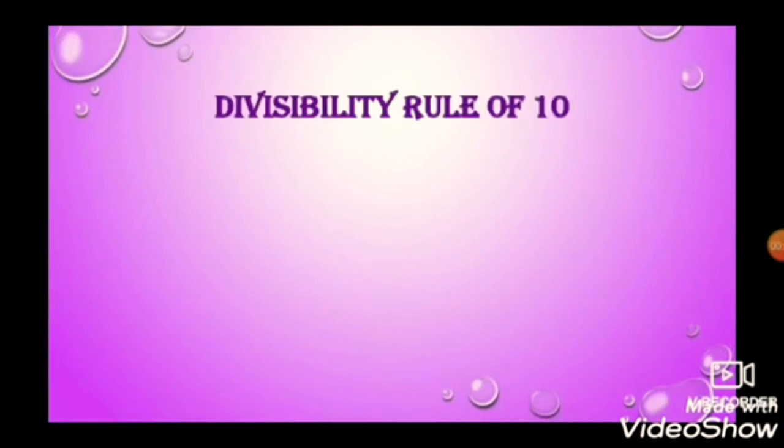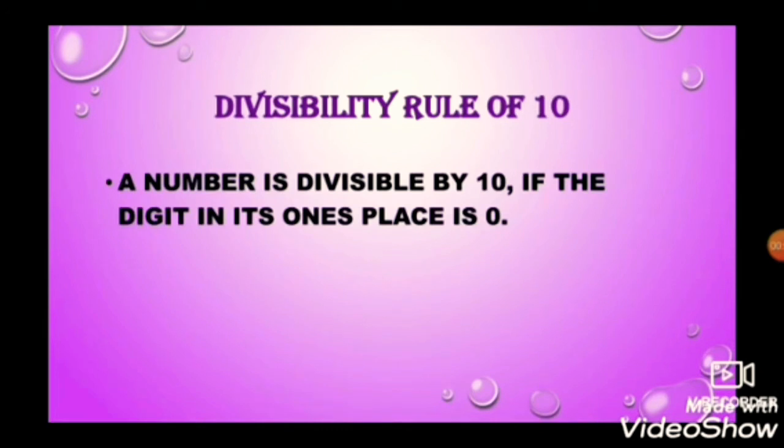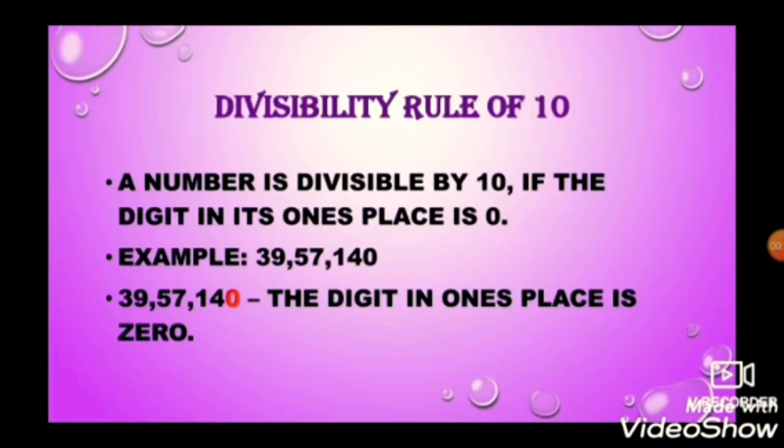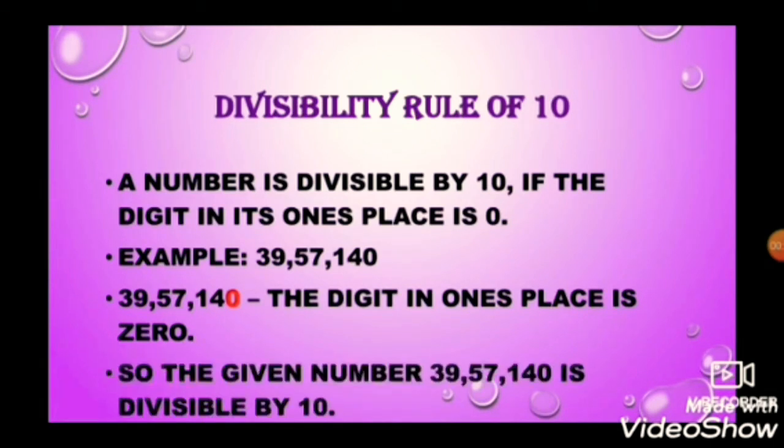Next, divisibility rule of 10. A number is divisible by 10 if the digit in its ones place is 0. Example, 39,57,140. Here, the last digit, that is, the digit in ones place is 0. So, the given number 39,57,140 is divisible by 10.